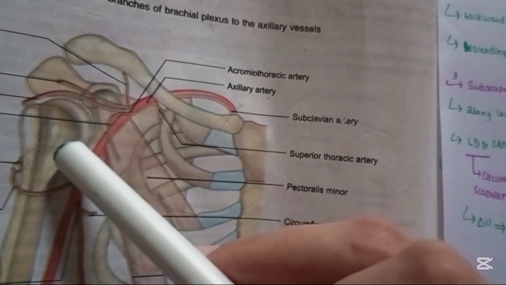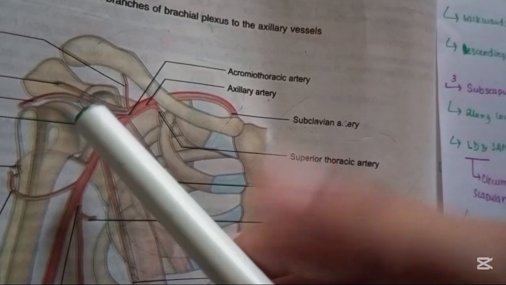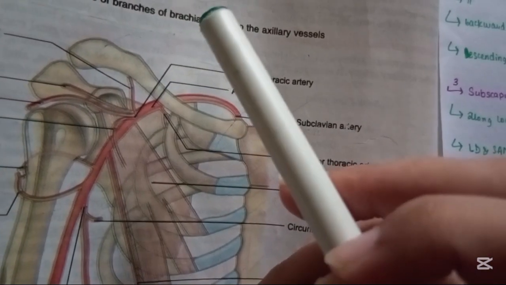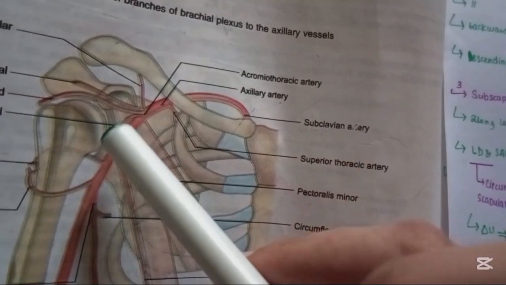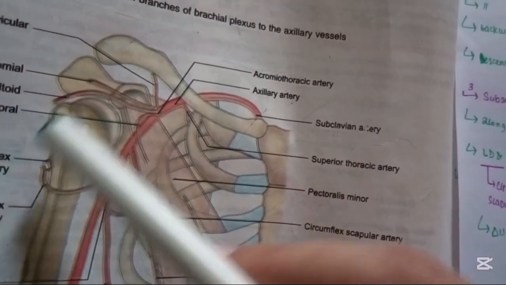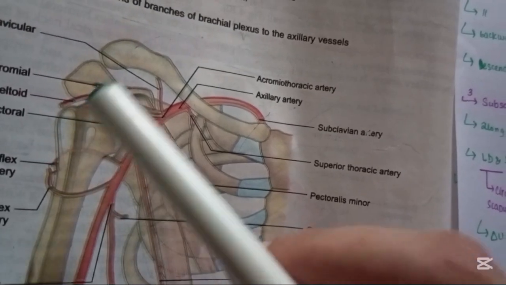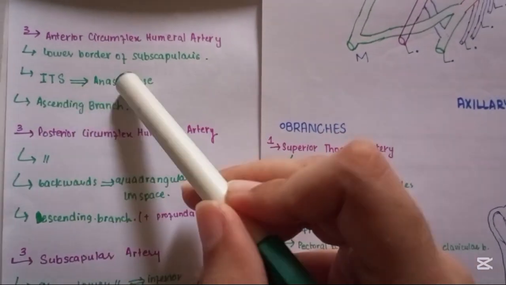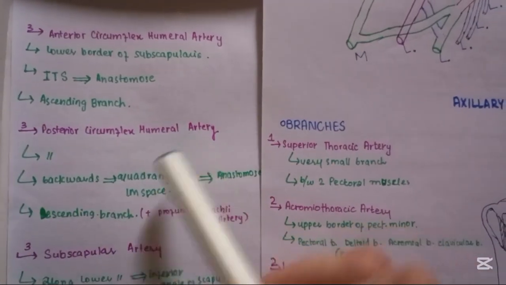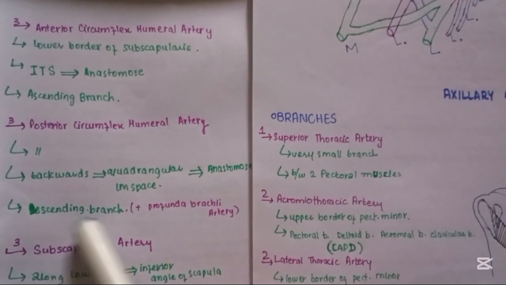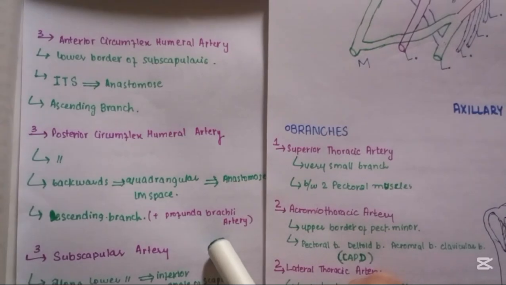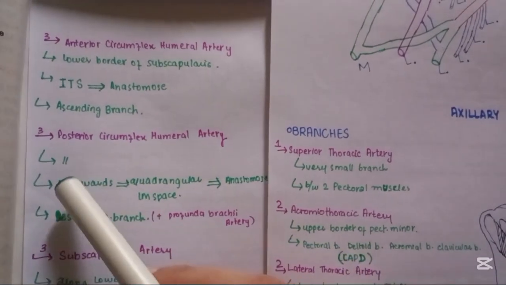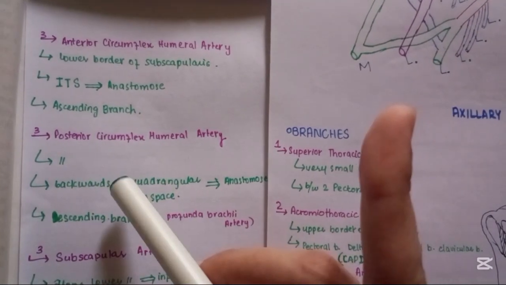It runs backward and passes from the quadrangular space. You know that there are spaces: quadrangular, upper triangular, lower triangular spaces. So it passes from the quadrangular space, and after passing through it, it takes part in the anastomosis with the anterior circumflex humeral artery. Okay. Here the anterior circumflex humeral artery gives an ascending branch, and the posterior circumflex humeral artery gives a descending branch. The descending branch of posterior circumflex humeral artery anastomoses with the ascending branch of profunda brachii artery, and this artery supplies the shoulder joint.